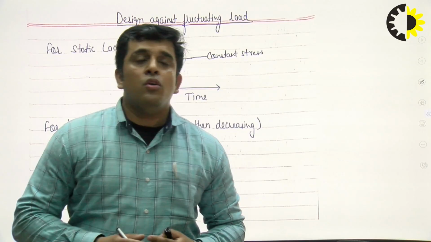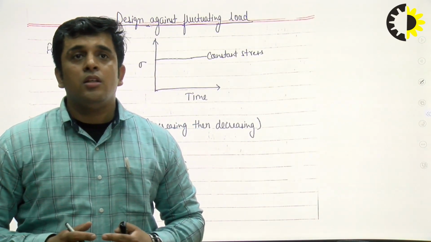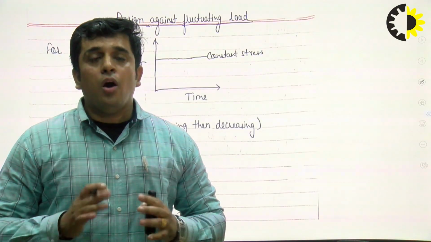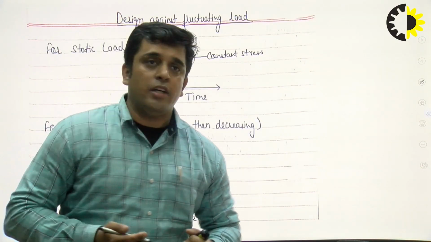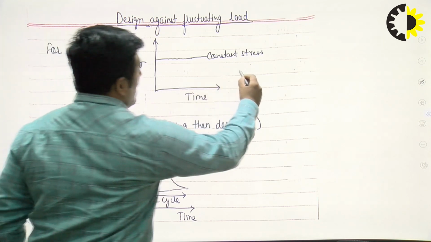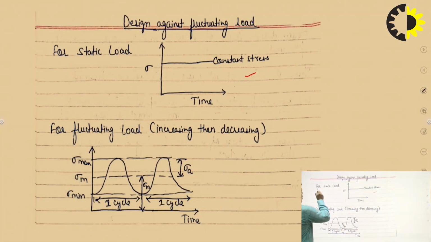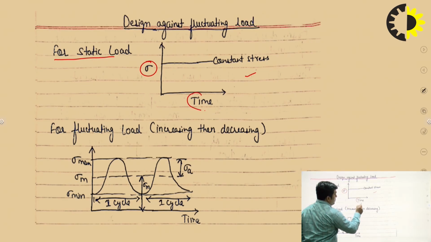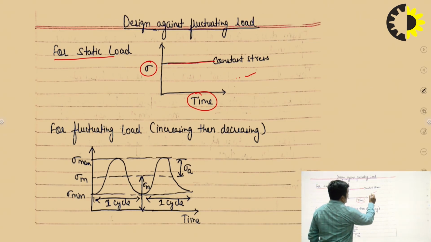First of all, we must know what a static load is and how a fluctuating load is different from a static load. As we can see in this figure, if we talk about static load, a graph is shown between stress and time, and here a stress is being applied constantly, meaning the stress is constant with respect to time. This type of condition comes under static load.